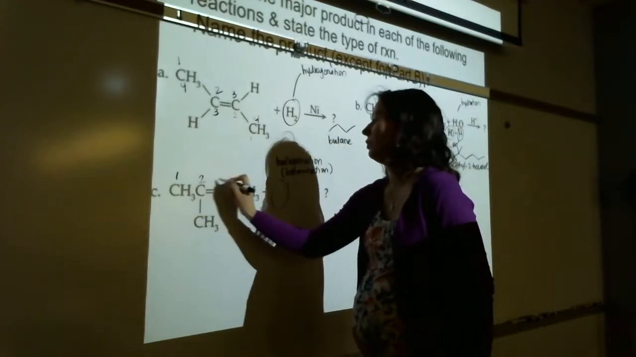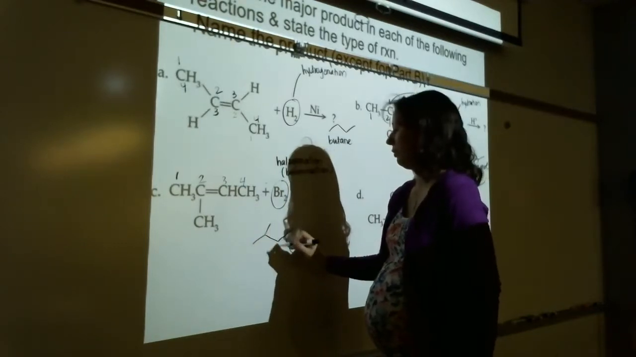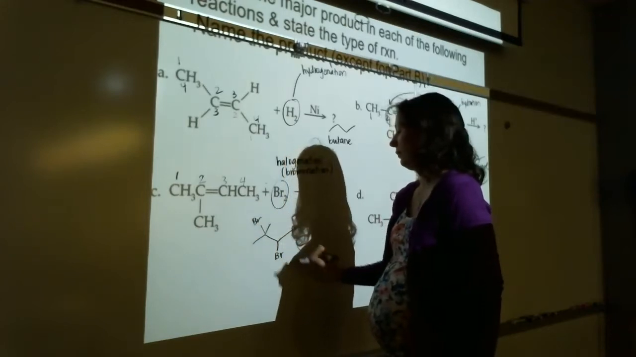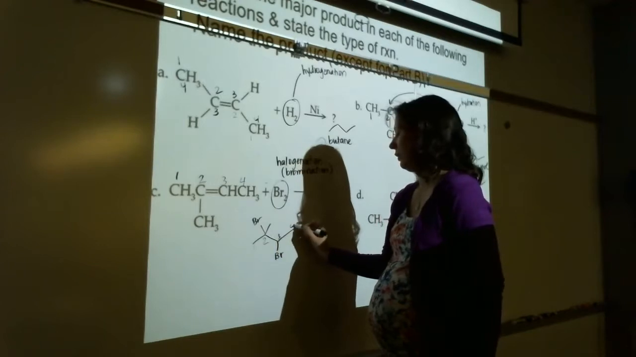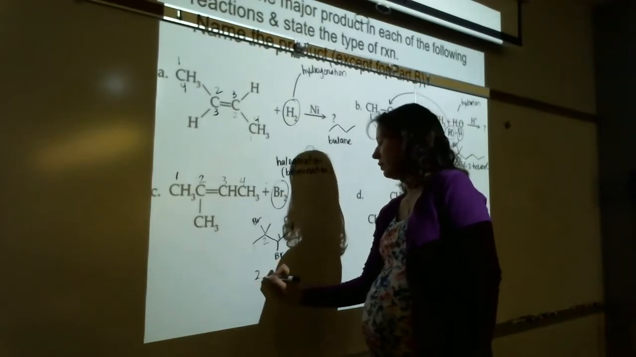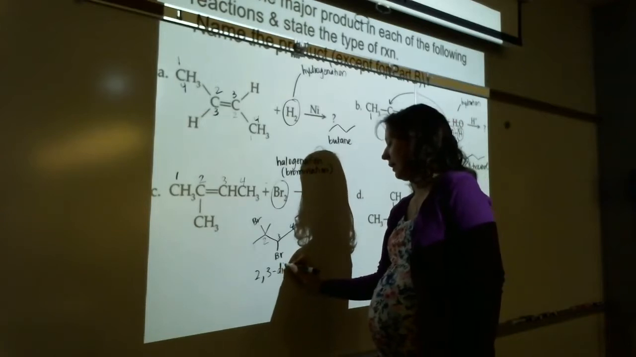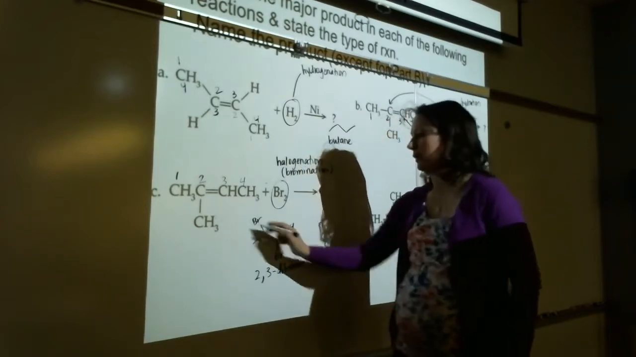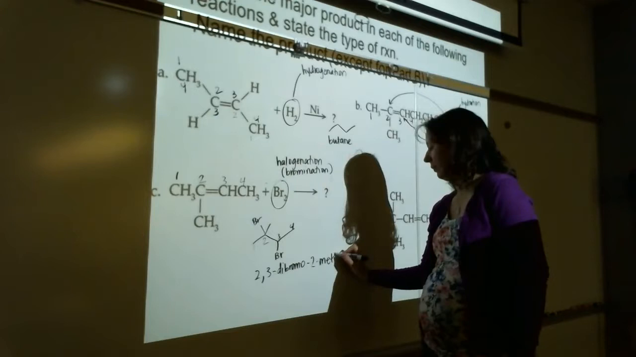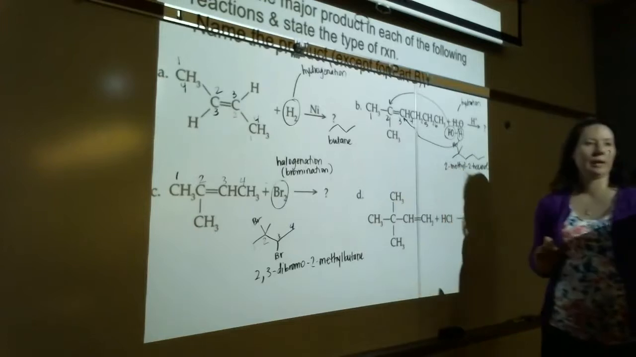So one, two, three, four. There's a methyl group on carbon two, and now there's a Br. And then there's a methyl, and then there's a bromine here. All right, so one, two, three, four. So what's the name of this? 2,3-dibromo. And then don't forget this methyl group. 2-methylbutane. You good on that one?